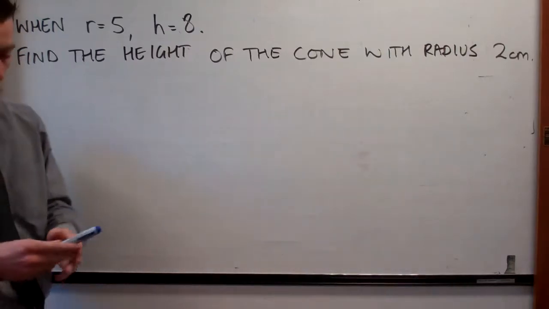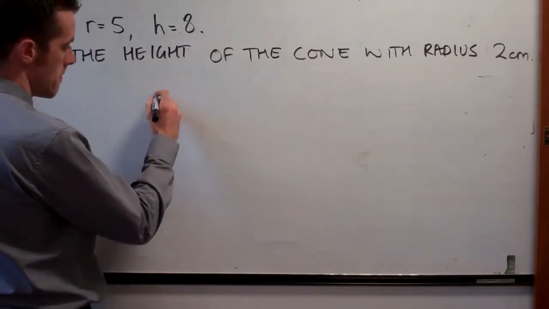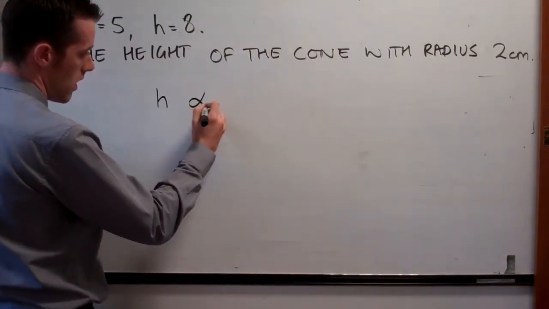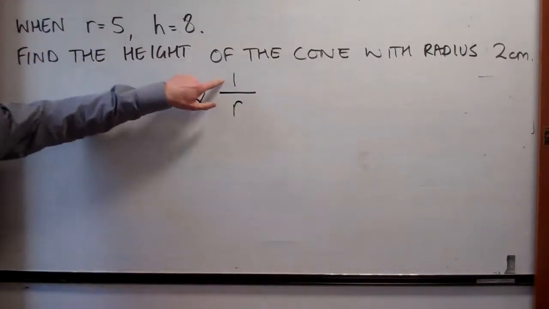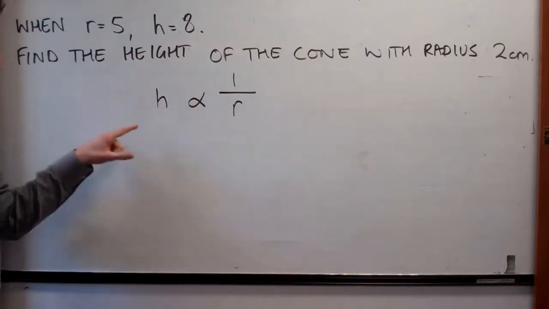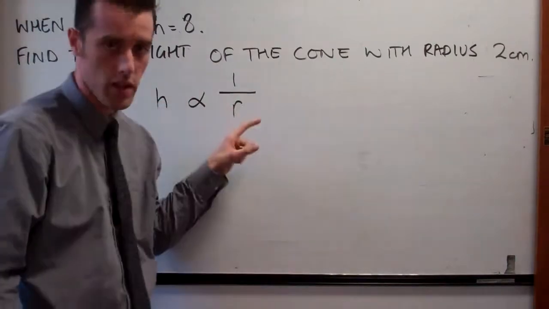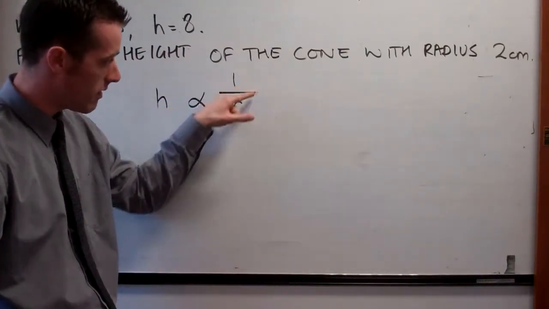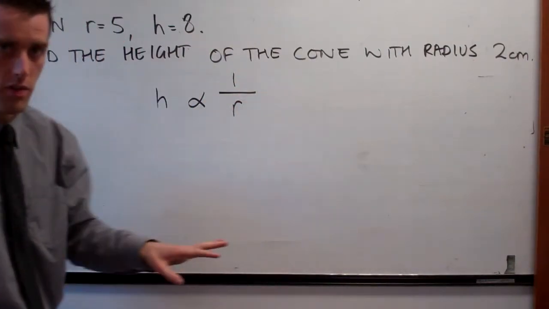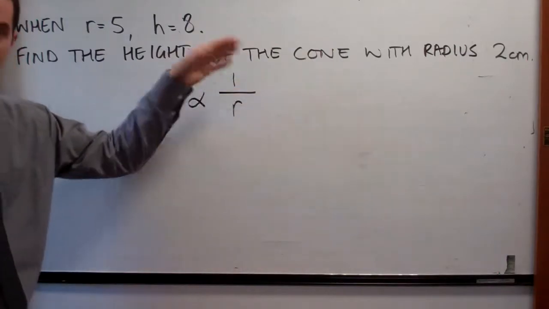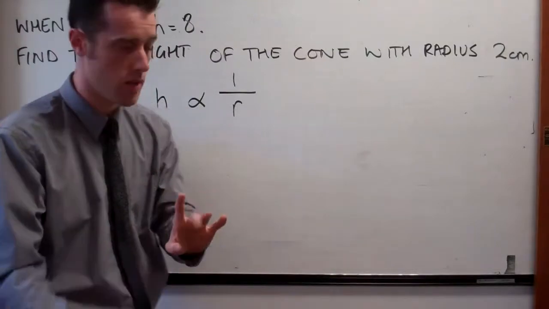Looking at the variation statement, it says the height of a cone. If we're saying that something varies inversely as, we do 1 over. Direct variation, remember, was just varies directly as r, but if it varies inversely as r, then we do 1 over. So the 1 over the variable gives us inverse variation. If we don't use 1 over, it's direct variation. Remember we discussed that difference yesterday.